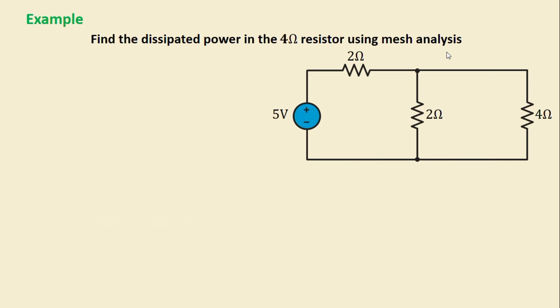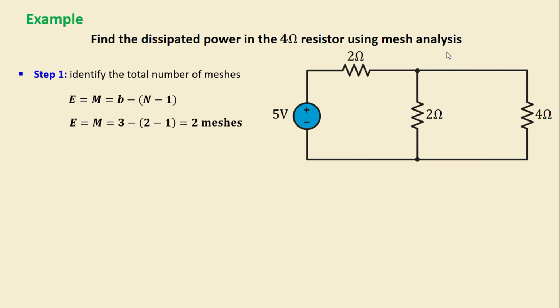The question is to find the dissipated power in the 4 ohm resistor using the mesh analysis method. Let's start with step number 1, which is to identify the total number of meshes. We know that E is equal to M is equal to B minus N plus 1. We obtain finally that the number of meshes is equal to 2.